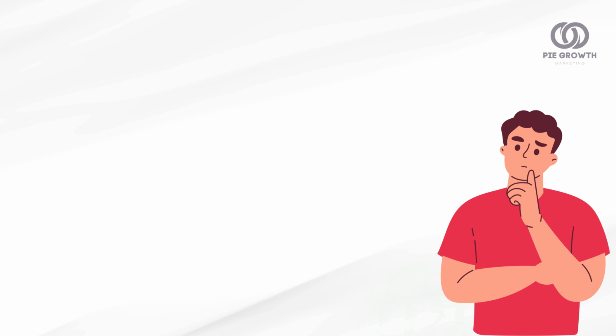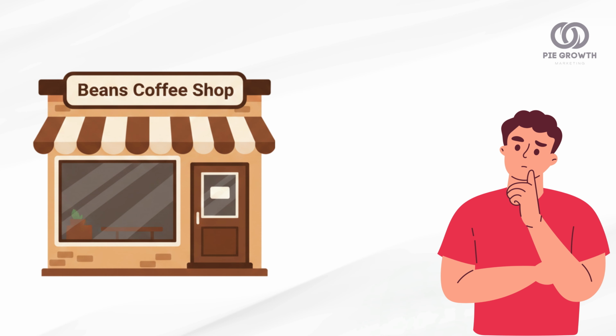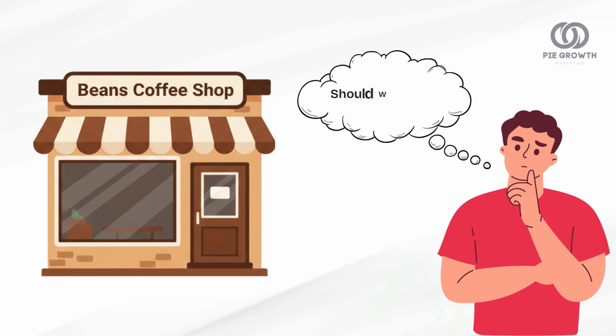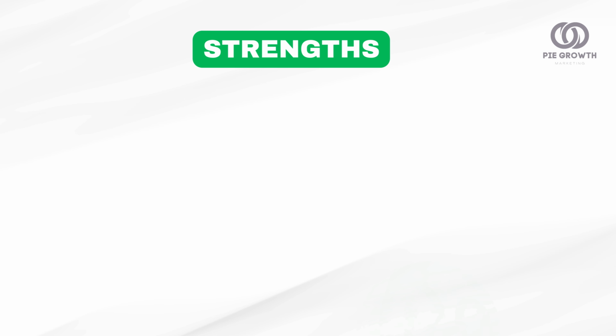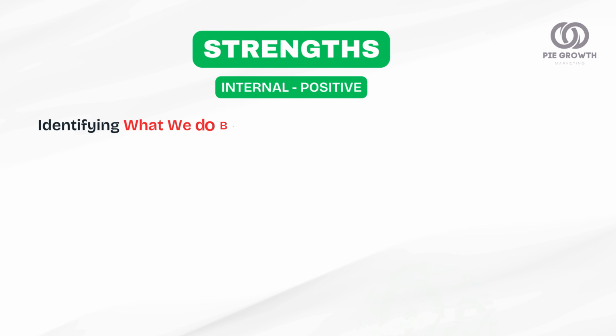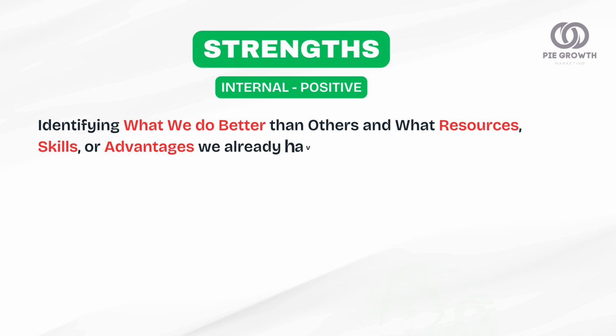To see how this works, let's imagine we own a small local business, Bean's Coffee Shop. We are trying to decide if we should open a second location. So let's run a SWOT analysis for it. First, we look at strengths, which are internal and positive. This means identifying what we do better than others and what resources, skills, or advantages we already have.